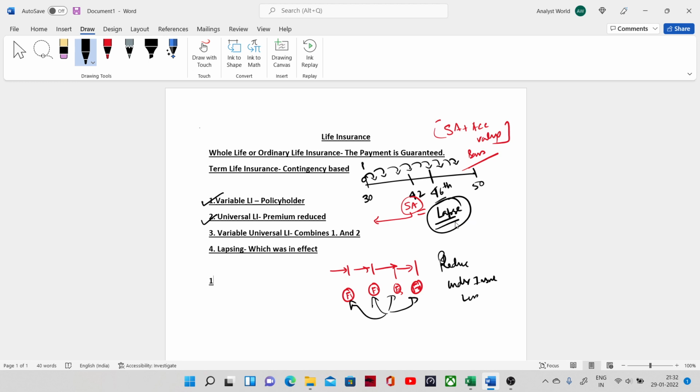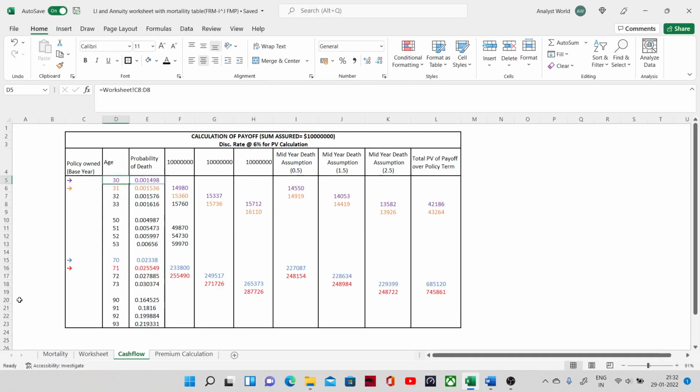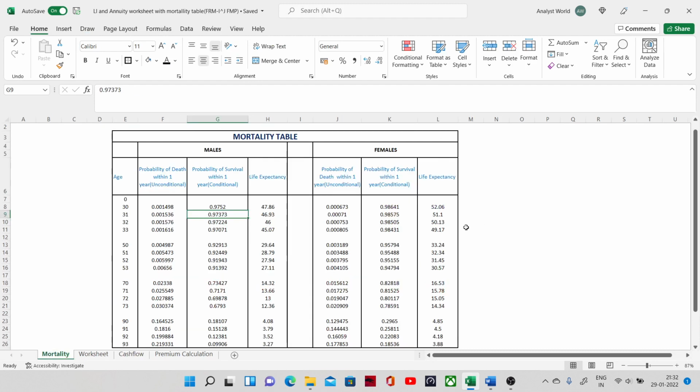So with this understanding, let's now move to the mortality table itself. For simplicity, I have picked this mortality table from the GARP 2020 curriculum for FRM Part 1. But please remember that whatever problem I'm going to solve here is equally applicable to FRM Part 1 as well as CFA Level 2 candidates.